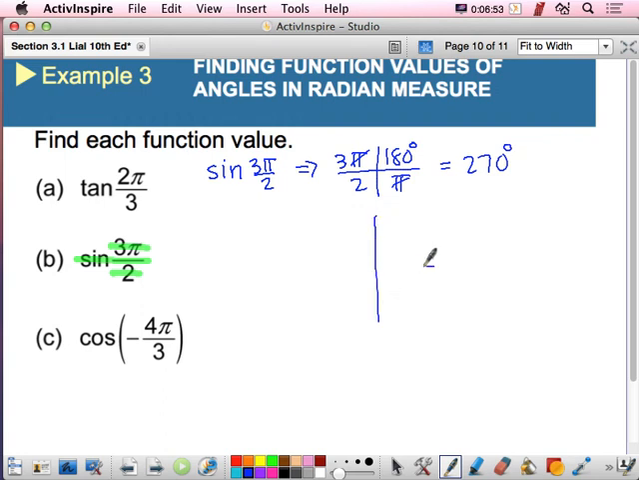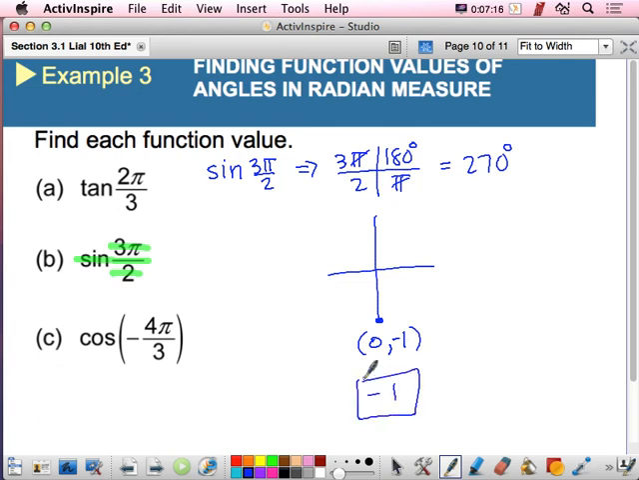So we know from our unit circle that that's right here, that the ordered pair that goes with it is 0 units on the x-axis and -1 unit on the y-axis. And that means that the sine of that must be -1 over the r value, which is 1. So -1 over 1 is -1.